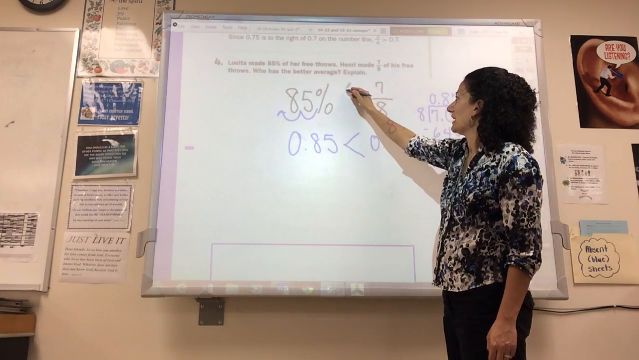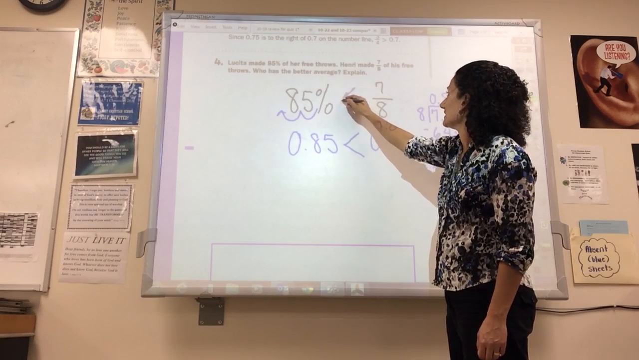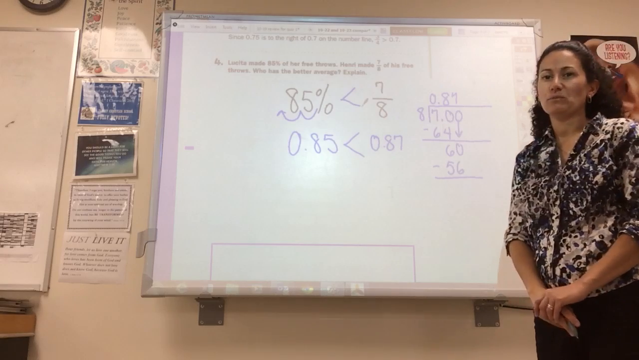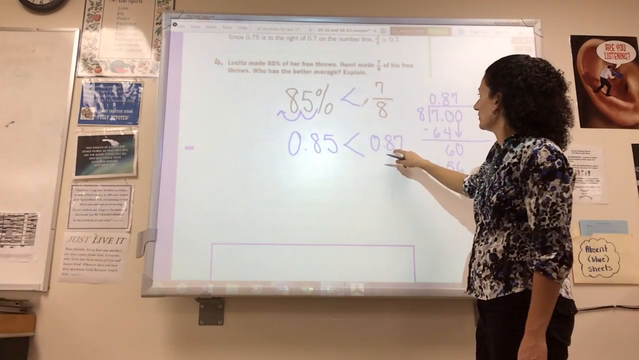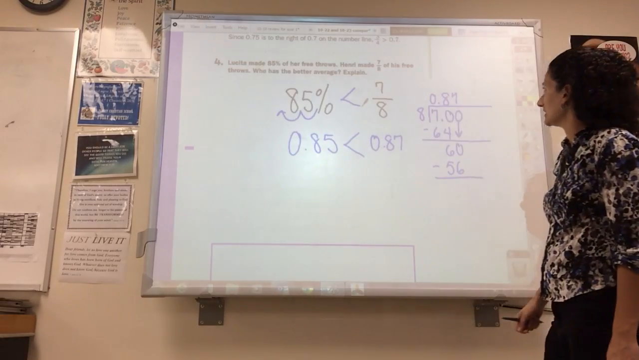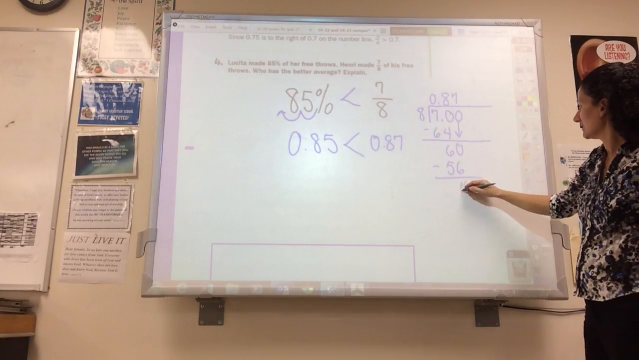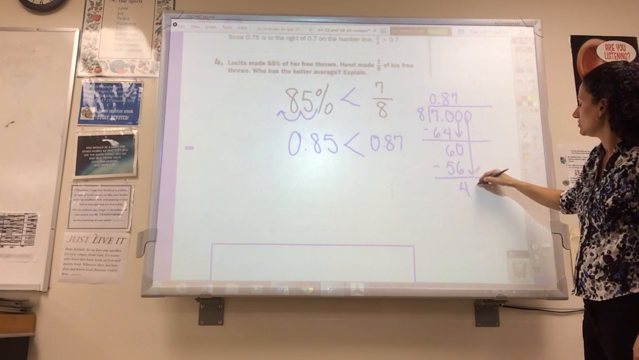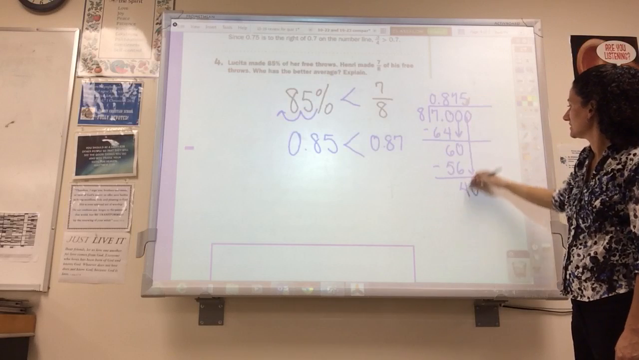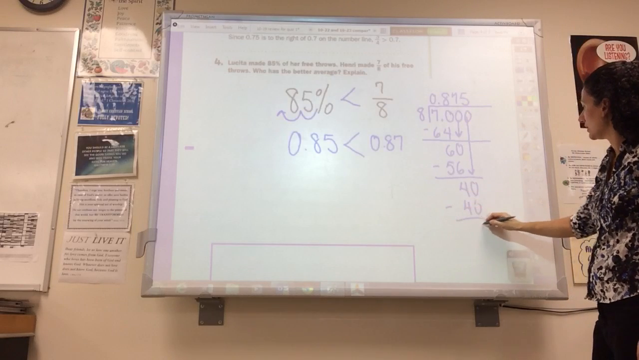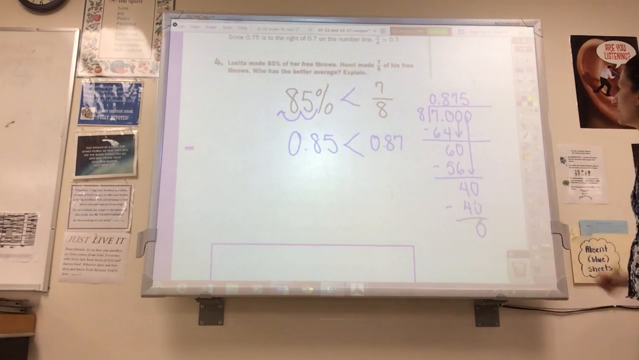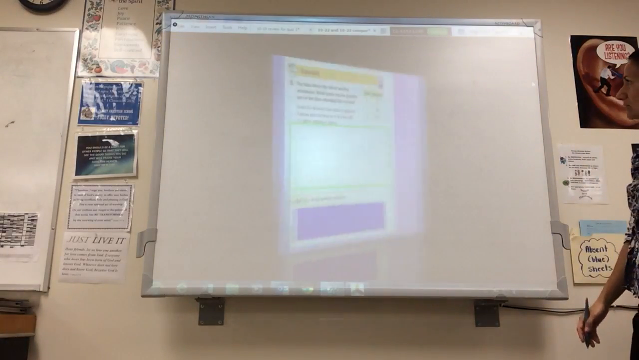So 85% is less than 7/8, which means that Henry has a better average. Henry has 0.87 or 87%. Lucida has 85%. If you were to continue this, I know some of you are probably curious, you see that it terminates right here. 8 goes into 40 5 times. Once you have a remainder of 0, you're finished. This is what we would call a terminating decimal. Let's take a look at another one.